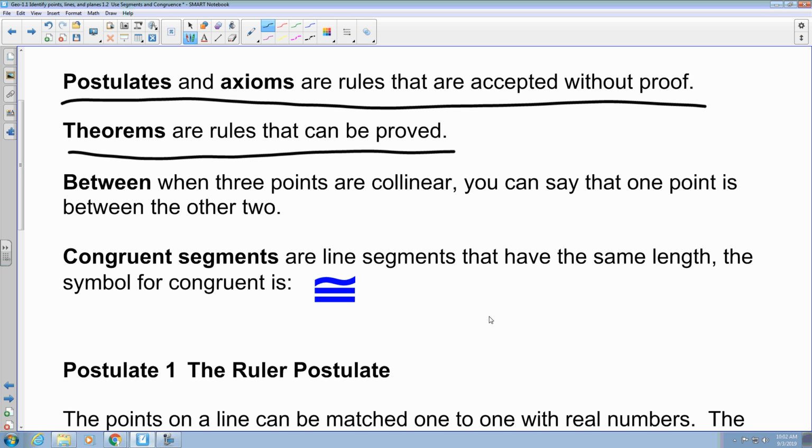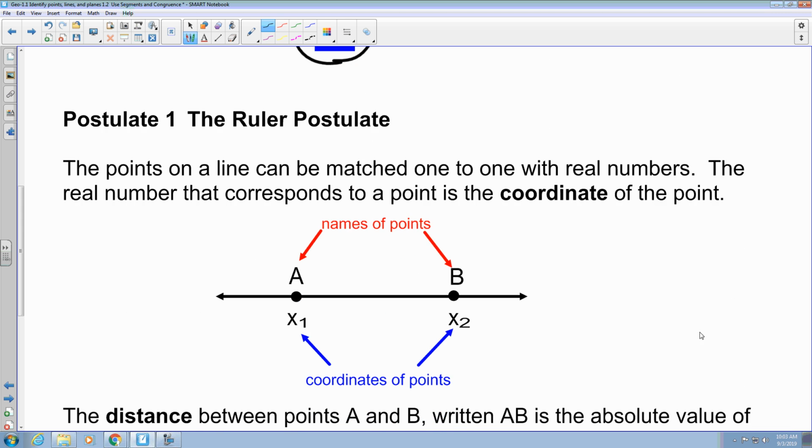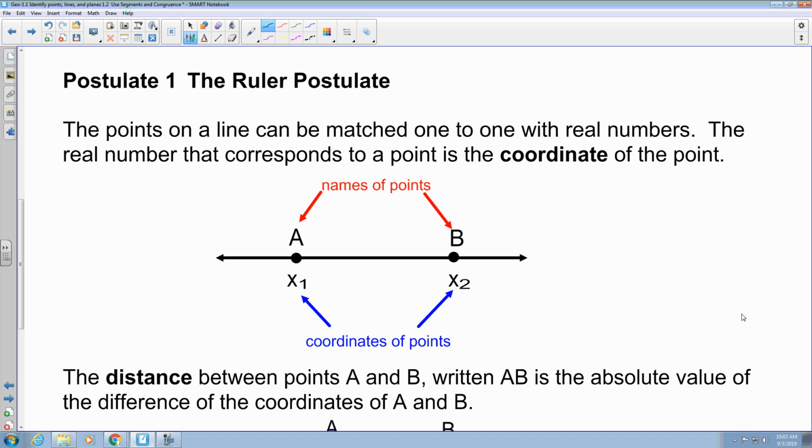So when you get into congruency, anytime that we have lines that are congruent, that means that they are the same length, and it's almost like they're equal, but congruent has the equal sign with that wavy line right above it. So that's the symbol for congruency. So we have here the ruler postulate. The ruler postulate states that the points on a line can be matched 1 to 1 with real numbers. The real number that corresponds to a point is the coordinate of a point.